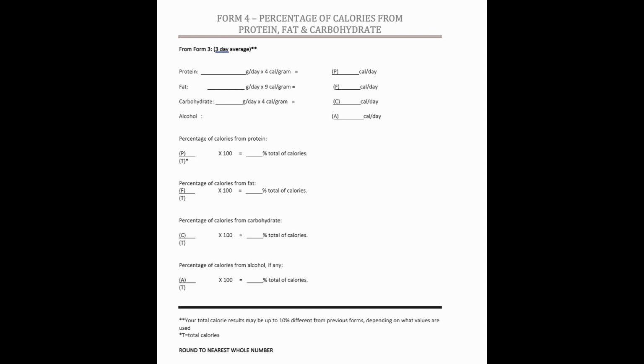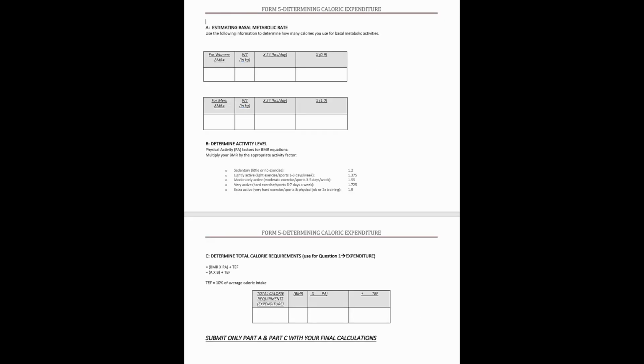Form 4 is where you calculate your percentages of your macronutrients and alcohol if you are drinking alcohol. Form 5 is your energy expenditure. Up till now, you've calculated your energy intake. On this form, you will calculate your energy expenditure. This is one of many formulas that are out there for calculating energy expenditure. I picked this one. They're different for males and females. You will choose which formula you are using. You will use an activity factor based on the activity that you submitted with your collection forms, and you will determine your energy expenditure. Please only submit parts A and C with your final calculations.